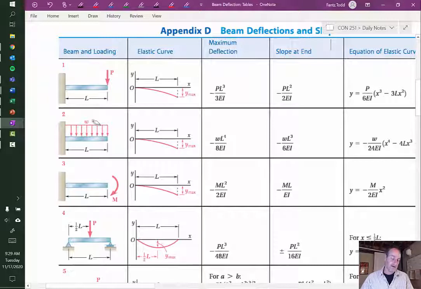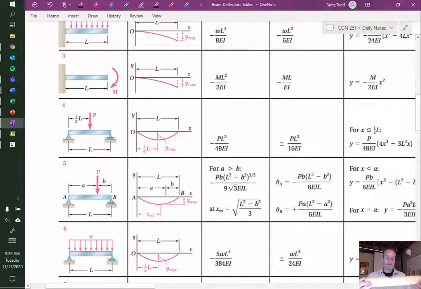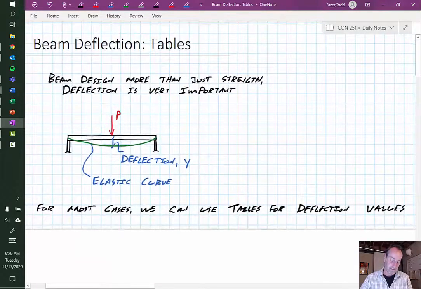Now, looking at the loading, for the second one I have a cantilevered beam with a distributed load. The third one is a moment, which means we're twisting it around on the end. Same idea. The fourth one is a point load in the very center, so that's more like what I started off with.